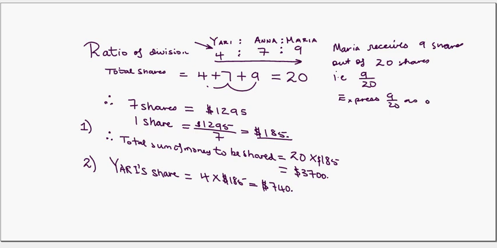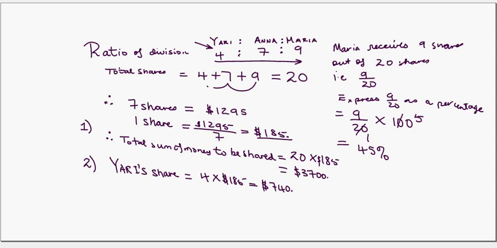And if we express this as a percentage, then we could say it'll be 9 over 20 multiplied by 100. 20 into 100 is 5. 5 times 9 is 45. So you get 45%. So the percentage of the total amount that Maria receives is 45%.